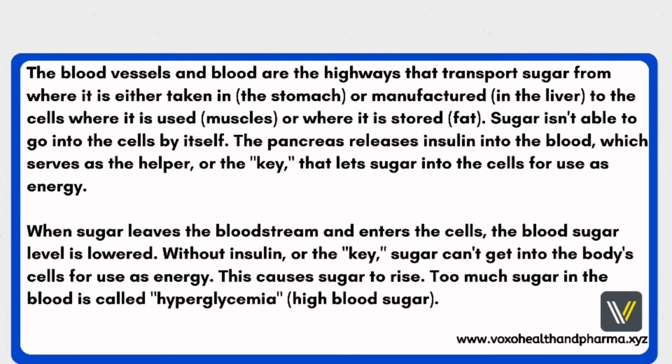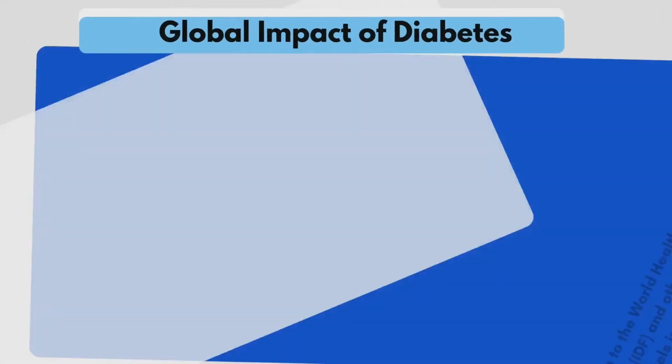Sugar isn't able to go into the cells by itself. The pancreas releases insulin into the blood, which serves as the helper, or the key, that lets sugar into the cells for use as energy. When sugar leaves the bloodstream and enters the cells, the blood sugar level is lowered. Without insulin, or the key, sugar can't get into the body's cells for use as energy. This causes sugar to rise. Too much sugar in the blood is called hyperglycemia, or high blood sugar.